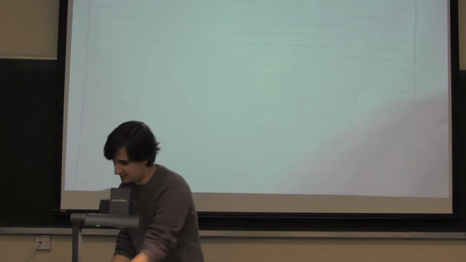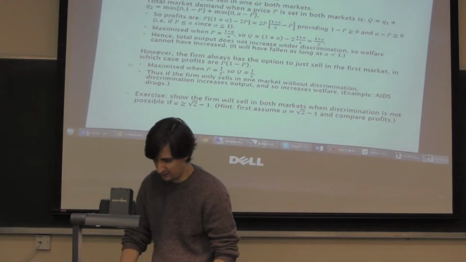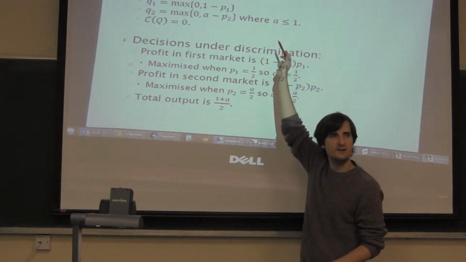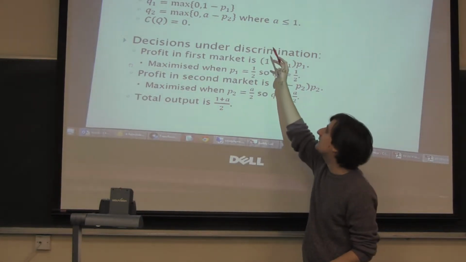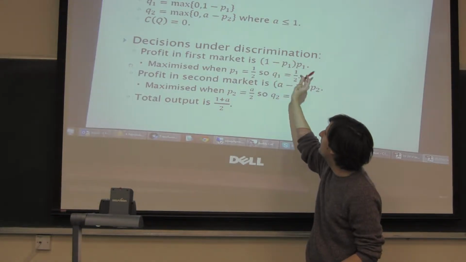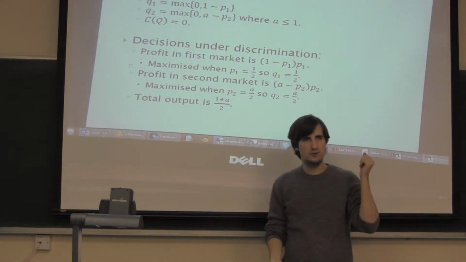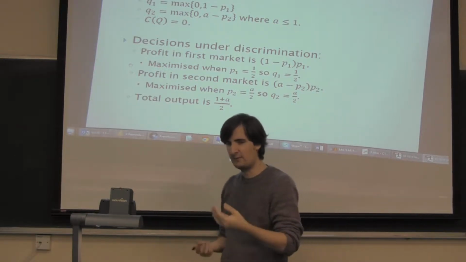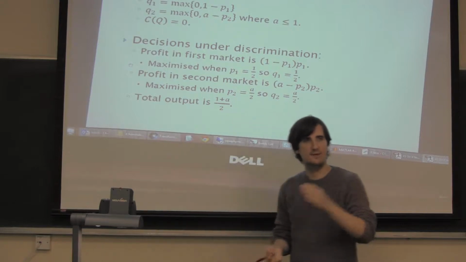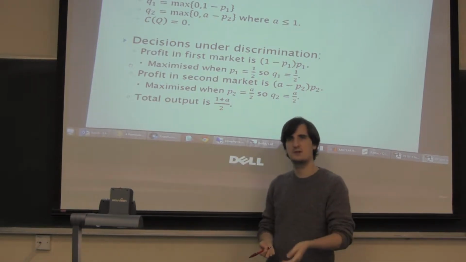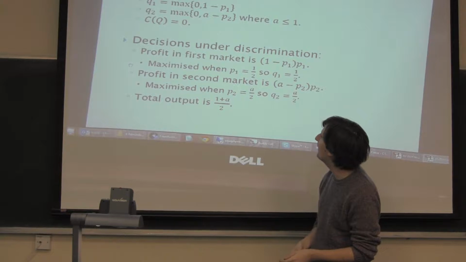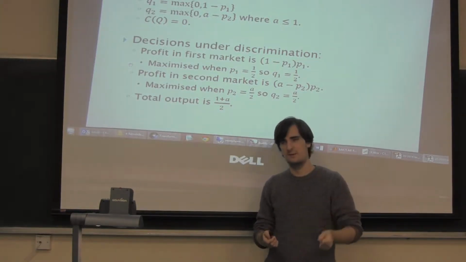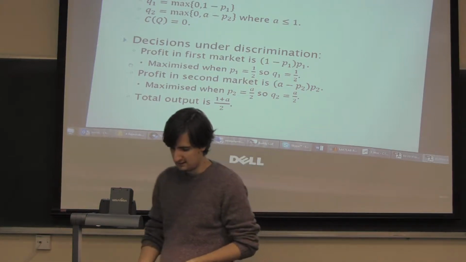So this question we had. I'll just remind you what the thing was in the exercise. We had two types of consumers. High types had demand 1 minus p. Low types had demand a minus p. We're investigating how the decisions differ when the firm has the option of doing discrimination. If a firm can price discriminate, it's going to sell at a different price to both types of consumers.